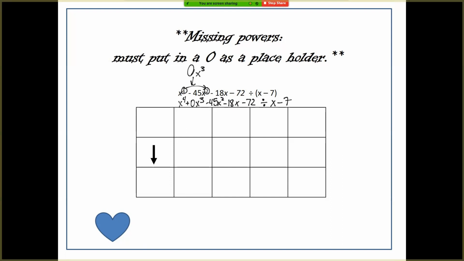So this helps me see that if I had to draw my boxes, I would need 5 terms across the top. Those 5 terms have to go in order. So 1, 0, negative 45, negative 18, and negative 72. I will warn you, there is a question on your next test that has a missing power, and you've got to plug in the 0 or you'll get the wrong answer.